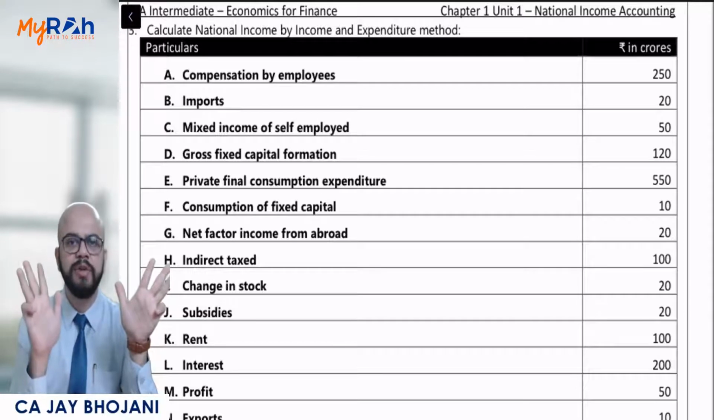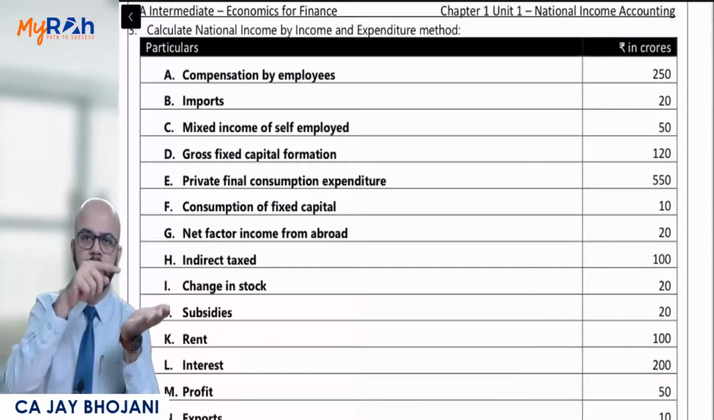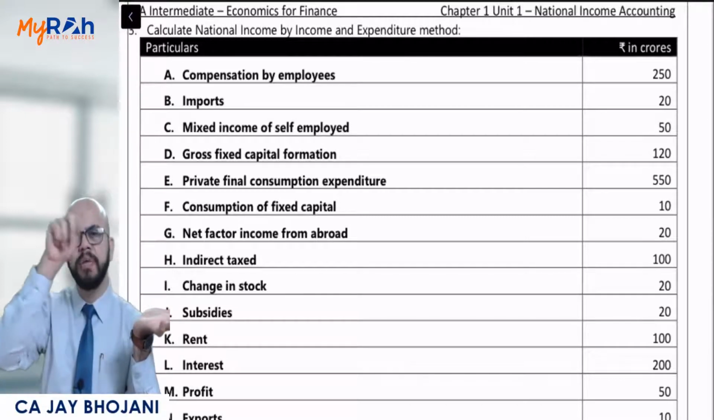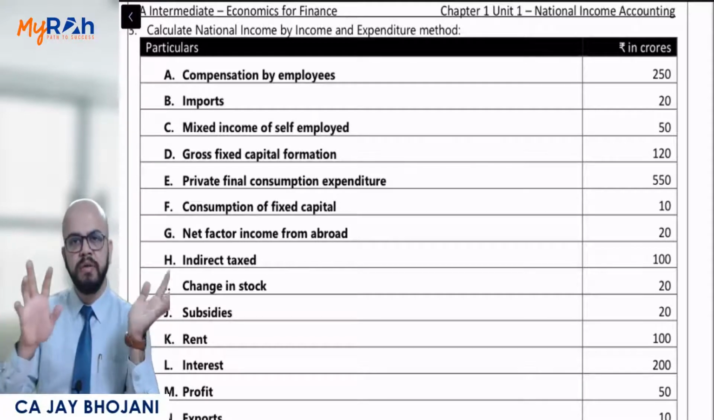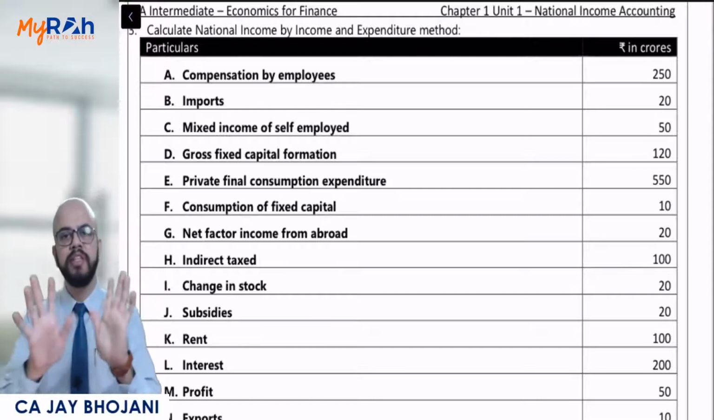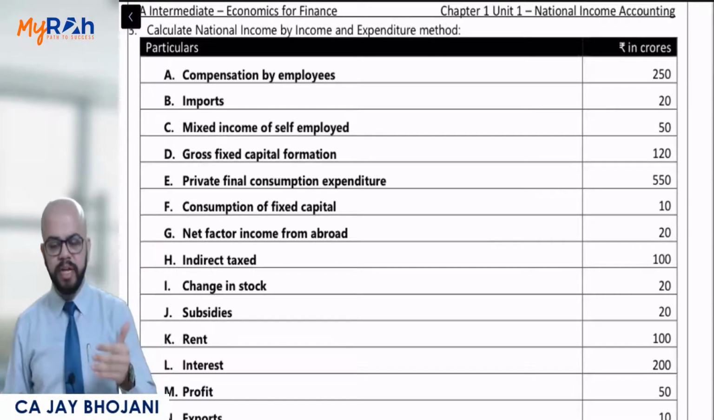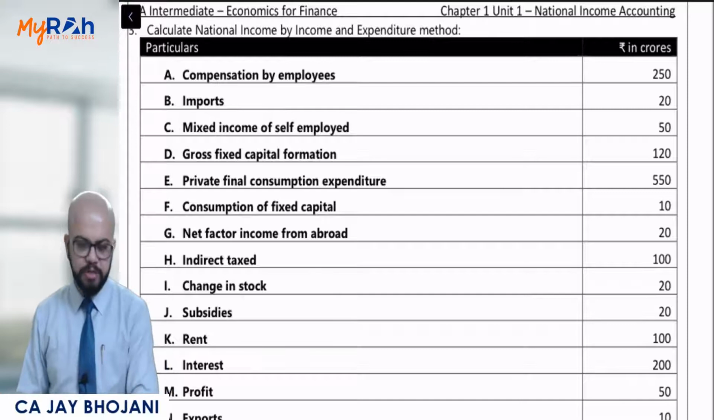Right? Other than that we'll need an NFIA, because for converting from NDPFC to NNPFC we'll need an NFIA. So these are the only things we are looking for. So look at the question, see how you are able to calculate it.